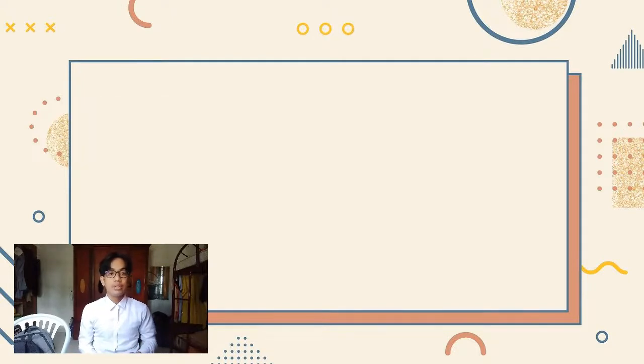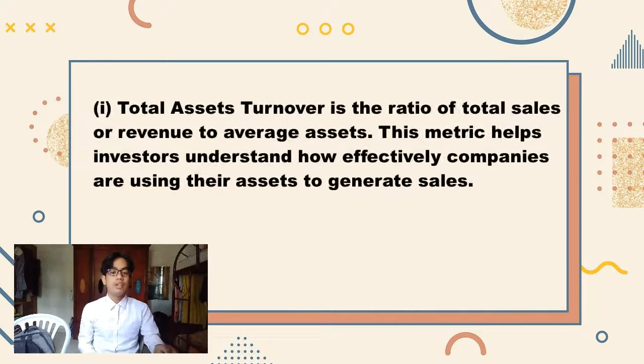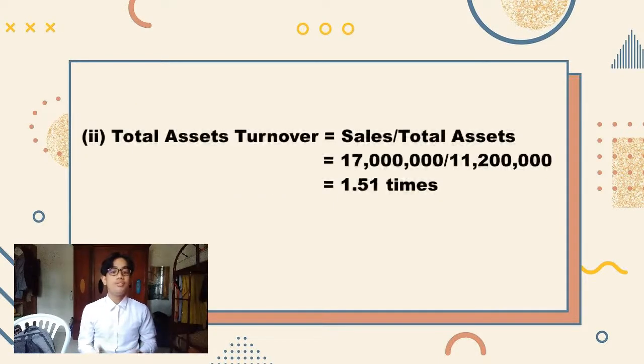And lastly, the total asset turnover. Total asset turnover is the ratio of total sales or revenue to average assets. This metric helps investors understand how effectively companies are using their assets to generate sales. So the calculation of total assets turnover is total asset turnover equals sales divided by total assets, which is, for Hikmah Bati Berhad, 1.51 times.